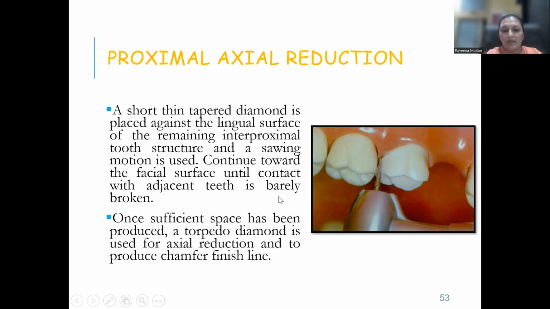Now, once sufficient space has been produced, a torpedo diamond is used for axial reduction and to produce a chamfer finish line. Okay, it should just barely break the contact with the adjacent tooth, and room is created with the help of this burr for the torpedo diamond to enter into this interproximal embrasure area. Now, once sufficient space is created, then torpedo diamond is introduced, and the axial reduction is completed, creating a chamfer finish line.